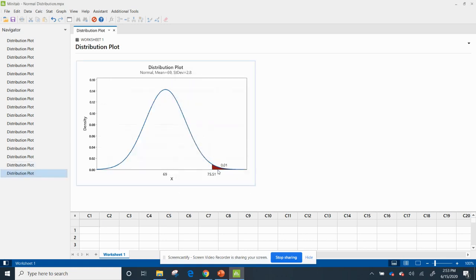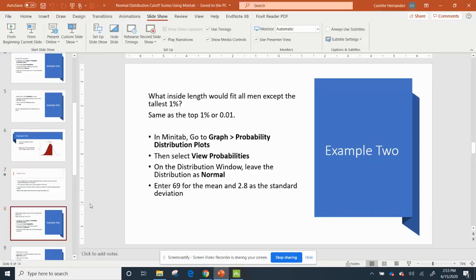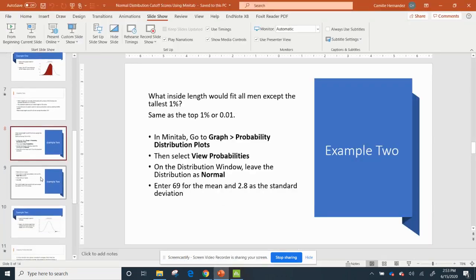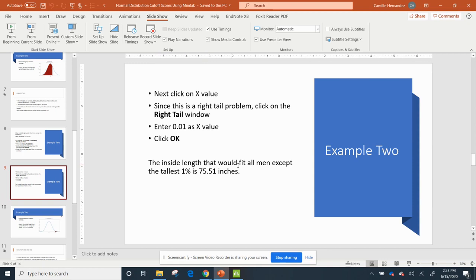I hit OK, and look, that worked for me. The area in red is to the right, and it's the 1%. So all this area in white is 99%, or 0.99. So the value for the top 1% is 75.51 inches. If I go back and look at the problem again, the inside length that would fit all men except the tallest 1% is 75.51 inches.